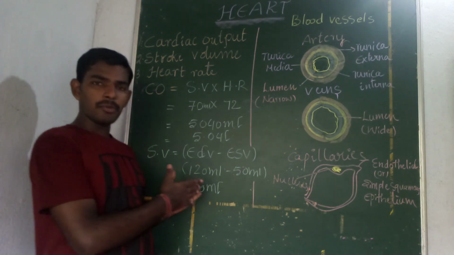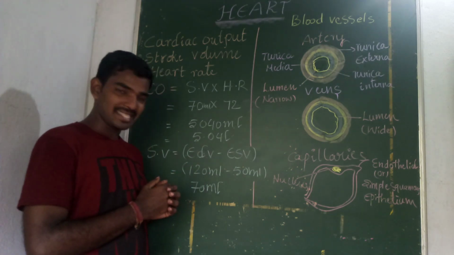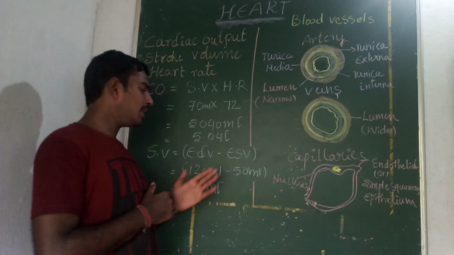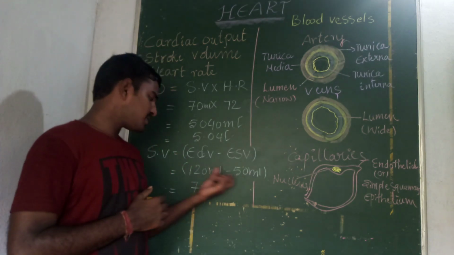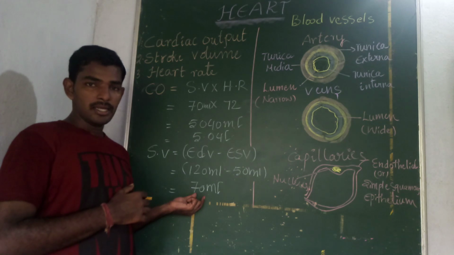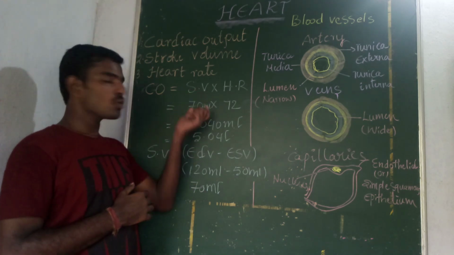Let us take an example of 120 ml of blood present as the end diastolic volume, and 50 ml remaining after ejection. If you subtract these, you will get 70 ml. So that is the stroke volume.